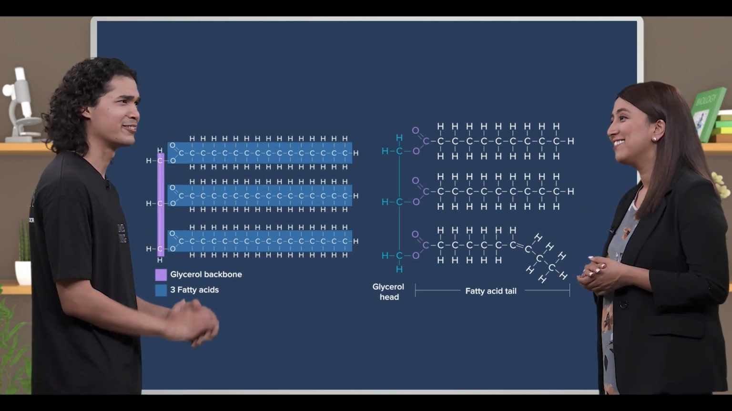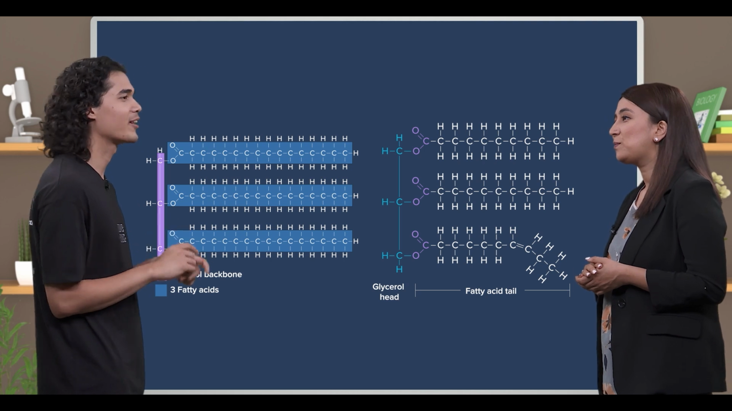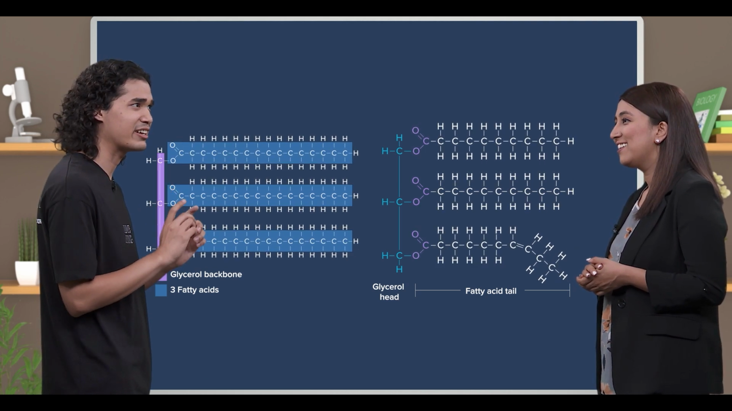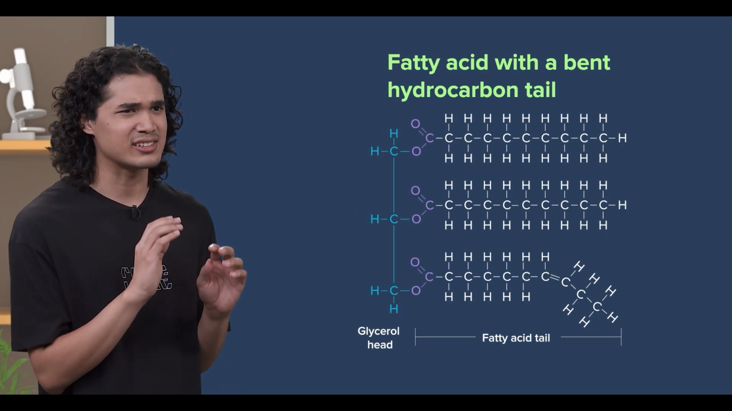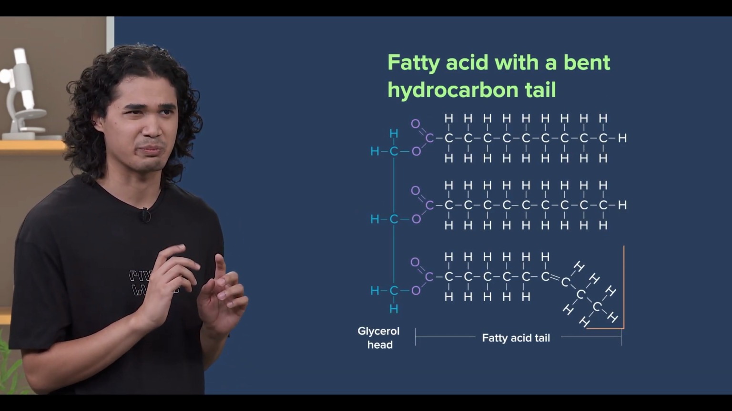You're right. That's a chunky molecule. By the way, the word tail for the fatty acid now looks a lot like a tail. But why is the last hydrocarbon tail in the second picture bent?